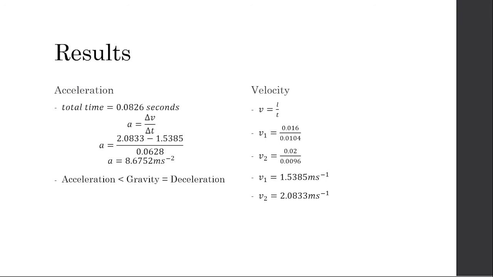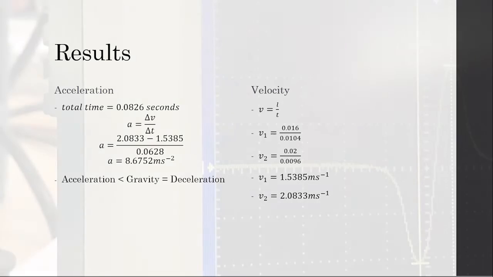Results of the demonstration showed that the acceleration of the magnet within the field was less than that of gravity, which meant the magnet decelerated. This shows the effect of magnetic fields on magnetized objects. Acceleration was 8.6752 meters per second, and the velocity through solenoid A was 1.5385 meters per second, and solenoid B was 2.0833 meters per second.